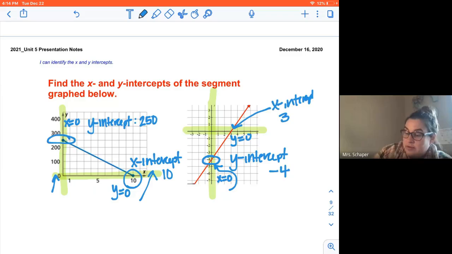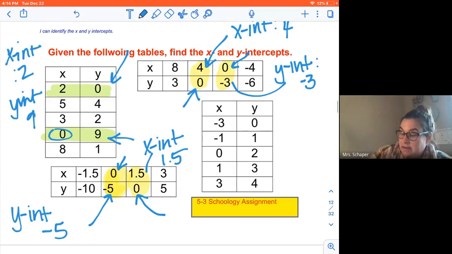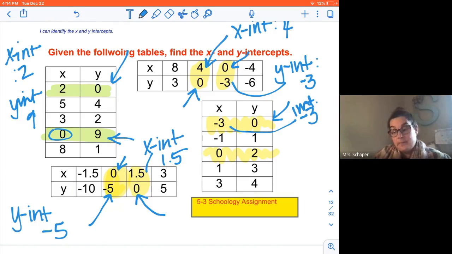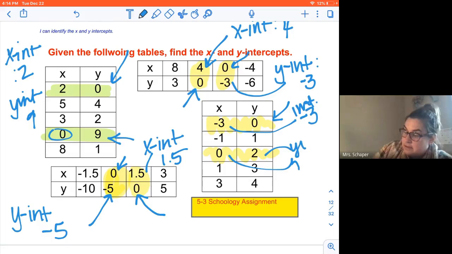One more table, here we go. So I'm finding the zeros, number 1 job. When my y is 0, my x-intercept is -3. When x is 0, my y-intercept is 2.